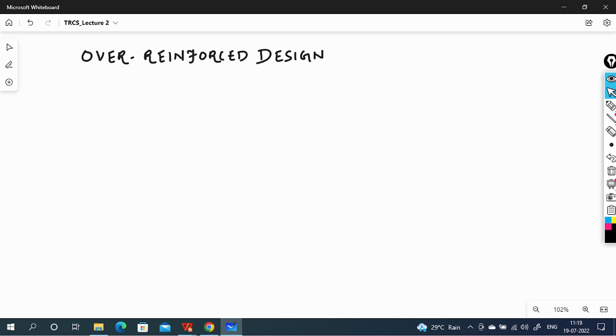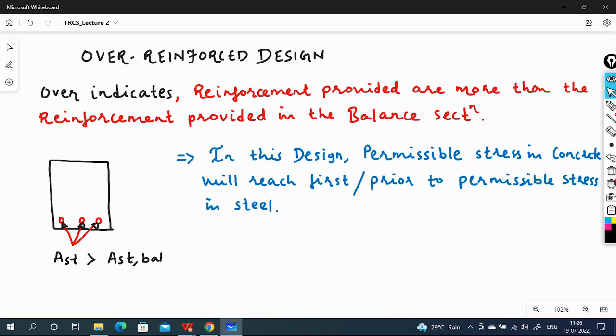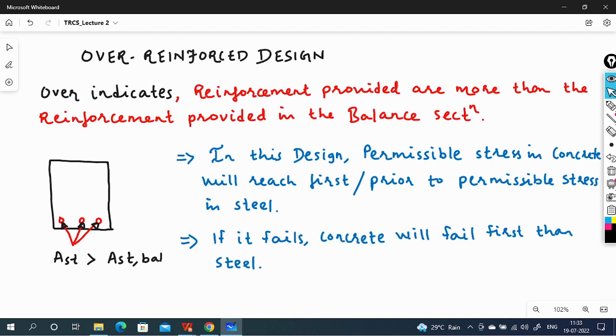Now we will discuss over reinforced design. Over means the reinforcement provided is more than in the balanced section. Here AST will be more than AST balance. The permissible stress in concrete will be reached prior to the permissible stress in the steel. If the over reinforced design is about to fail, the concrete will fail first, then steel, because concrete is weaker as compared to the steel. And you see how the concrete fails. Concrete is a brittle material, and when the failure of concrete occurs, it will be sudden. It will not show you any sign of failure.